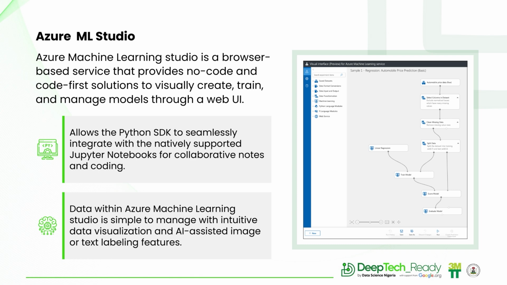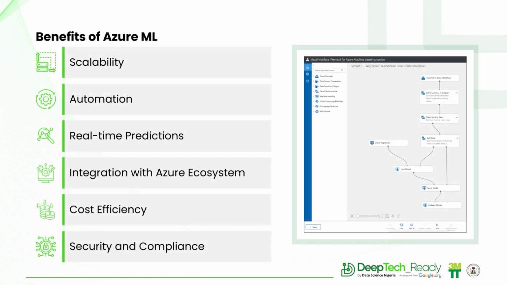What are the benefits of Azure ML? With Azure ML, you have number one, scalability. It's easy to handle small or large tasks, from testing a model to running a complex machine learning on powerful servers. It's highly scalable. Number two, automation. It automates repetitive tasks like choosing the best model or tuning settings, saving you time and effort. All you have to do is click submit. The moment you submit your pipeline, everything runs. It takes a few minutes and then you're there. Everything is automated for you.